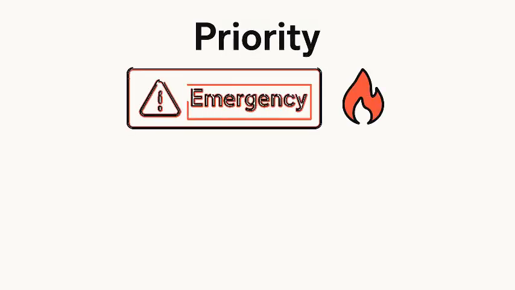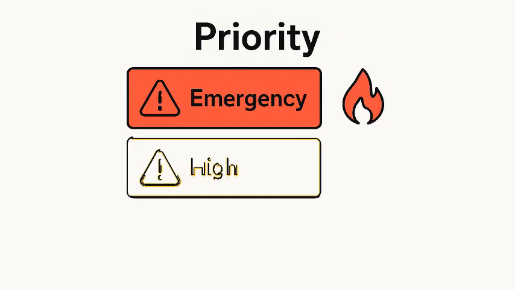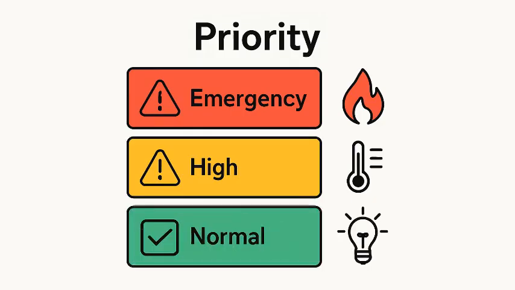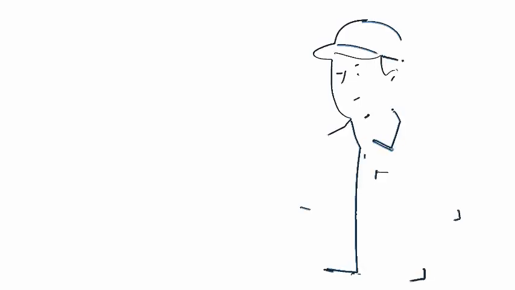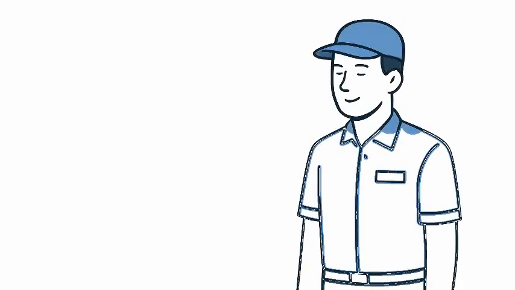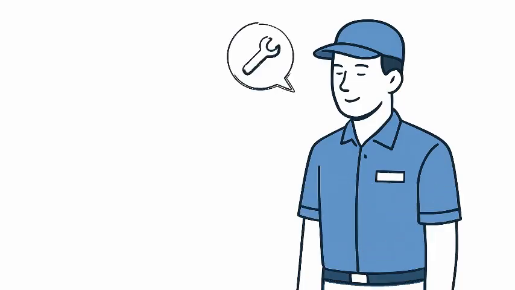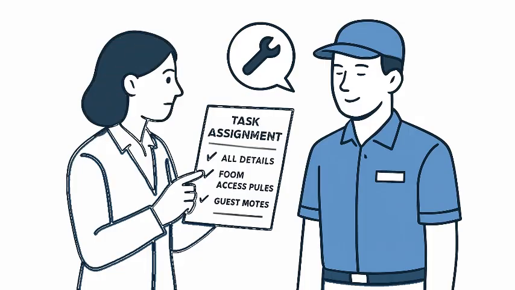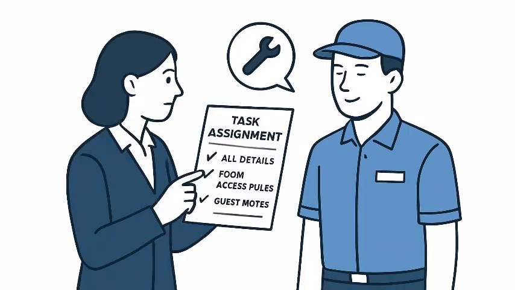Step 3. Set the priority. Use a simple scale. Emergency: anything that affects safety, water leaks, power, or door locks. High: things that strongly affect comfort, like air conditioning, hot water, or loud noise. Normal: minor issues like a loose handle or a flickering light.